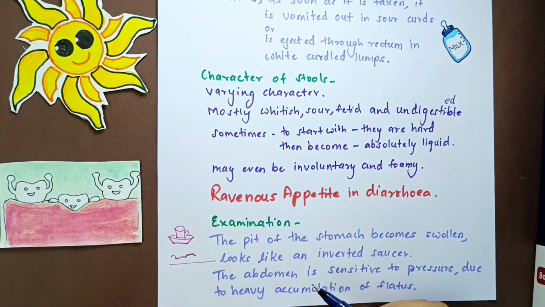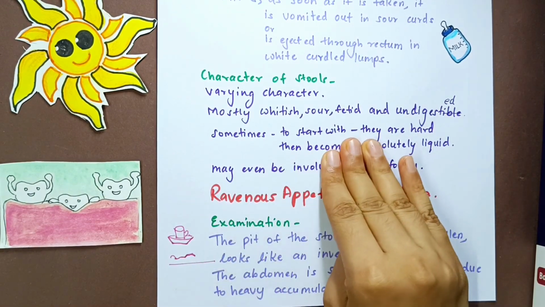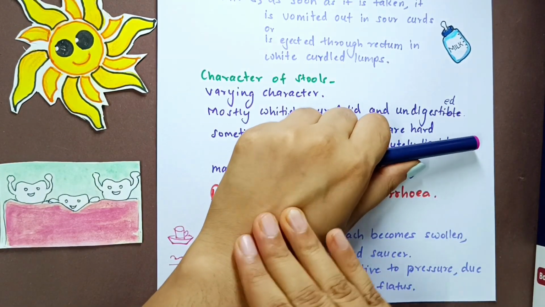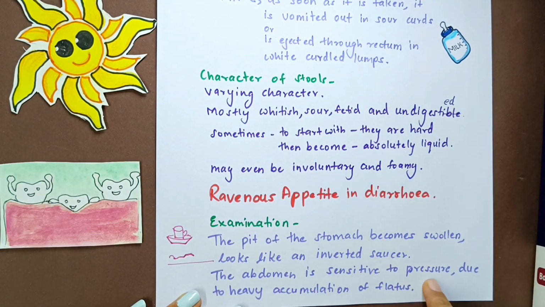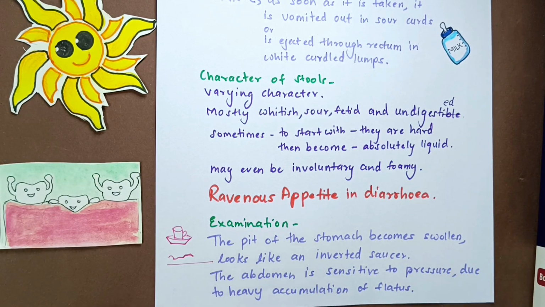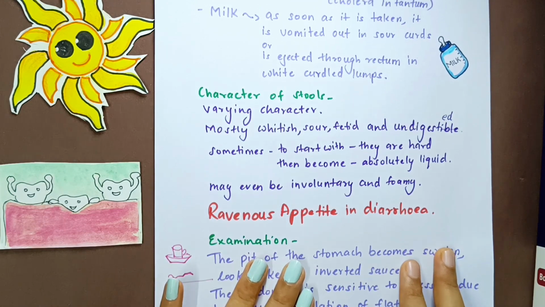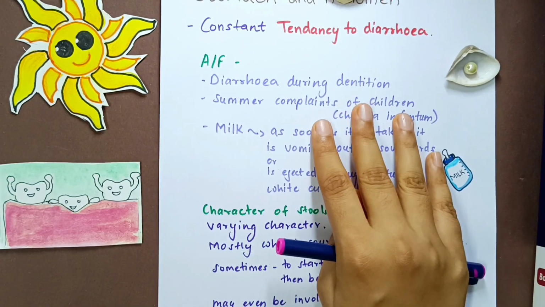Inverted saucer. And the abdomen is sensitive to pressure. When you try to palpate the patient's abdomen, the patient will be sensitive to pressure. He might feel pain when you are pressing, due to heavy accumulation of flatus. This heavy accumulation of flatus gives rise to the pain or sensitiveness to pressure. They won't like you putting pressure on their stomach or abdomen.